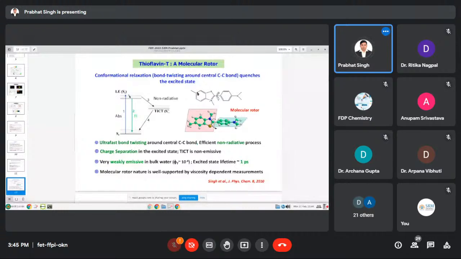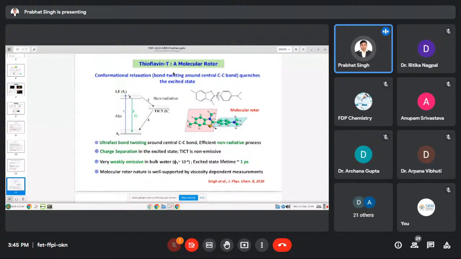So thioflavin T, I've used the word molecular rotor because I'm not really sure how well versed the audience listening to it are with this kind of terminology. But I am trying to address this talk to reach maybe some research scholars also, although it's a faculty development program and most of you already have a lot of expertise in this particular area maybe.